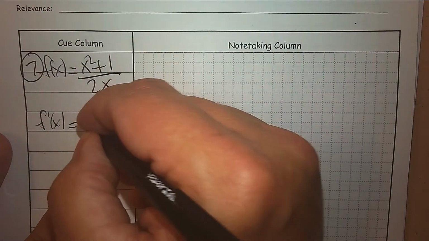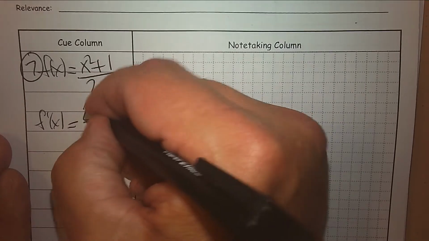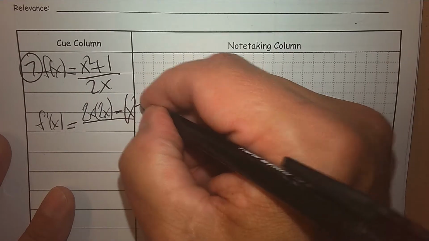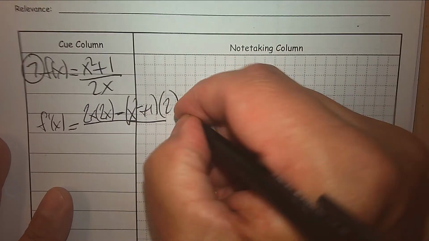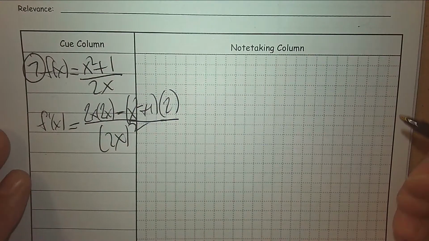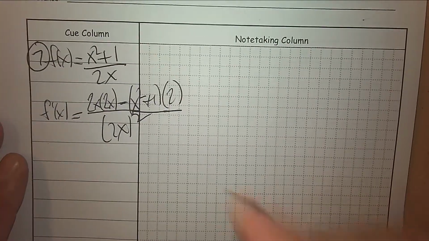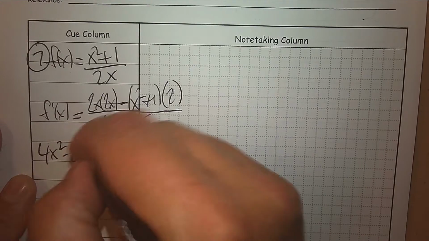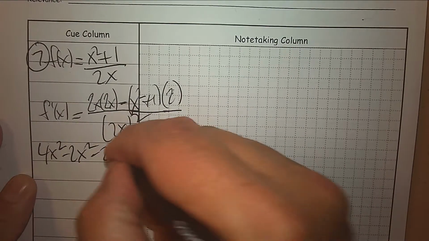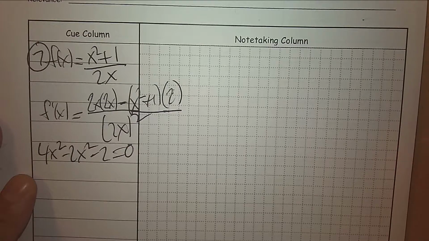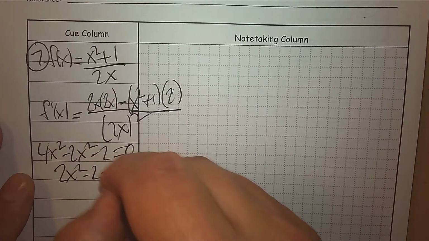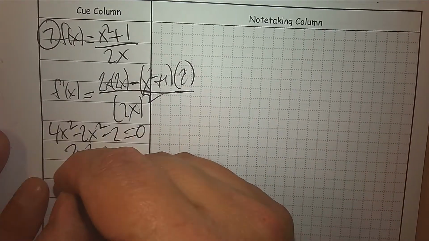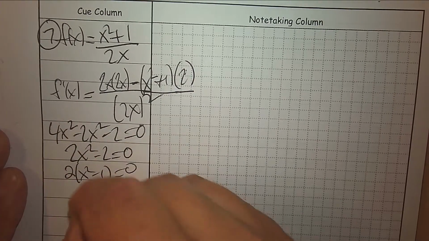The rule I have to do here is the bottom times the derivative of the top minus the top times the derivative of the bottom, and then the bottom squared. Now, I'm only going to look at the top. So if I just look at the top of the derivative, I'm going to make it equal to 0. I get 2x squared minus 2 equals 0. When I solve this, if I factor out a 2, will it be obvious the two answers are positive and negative 1?